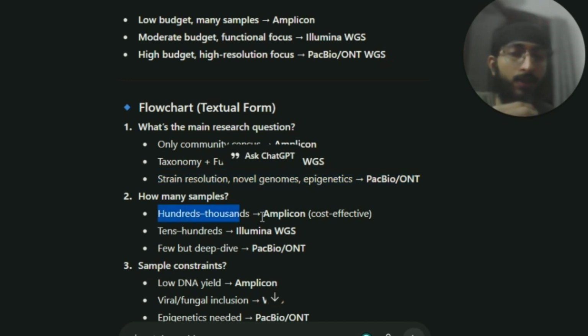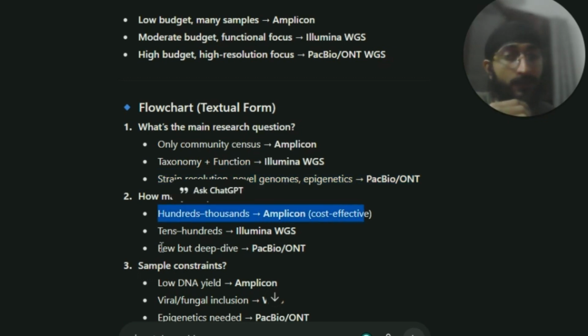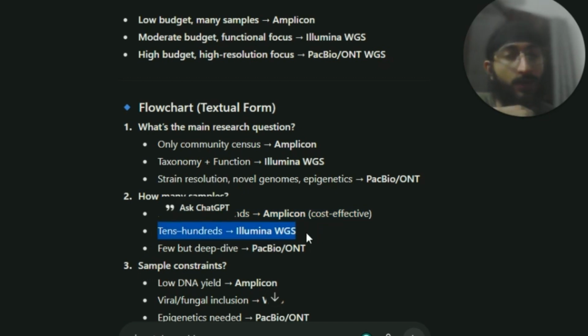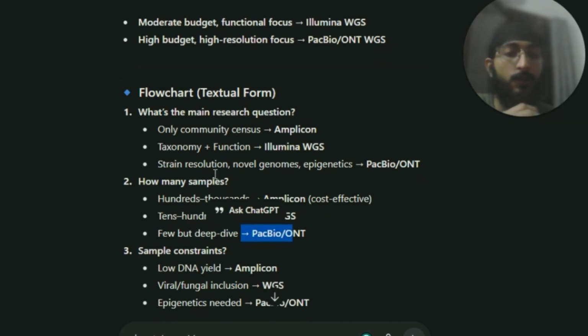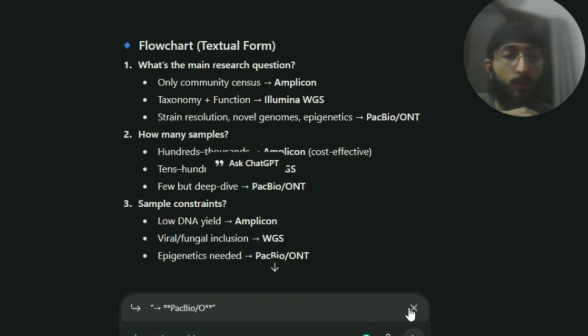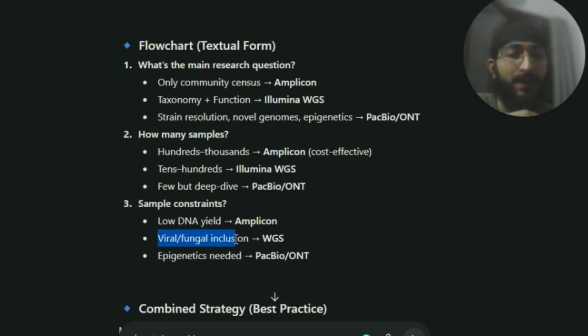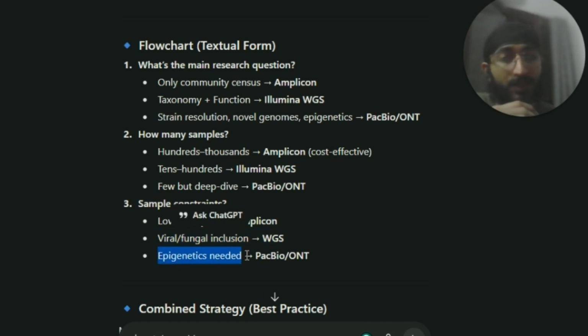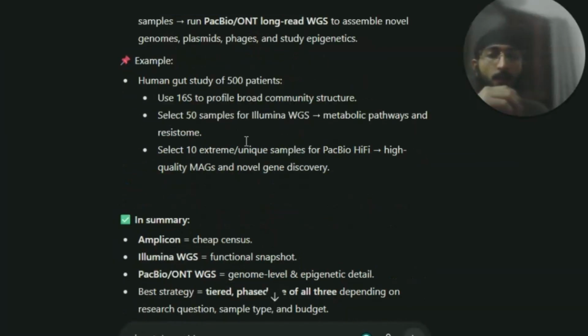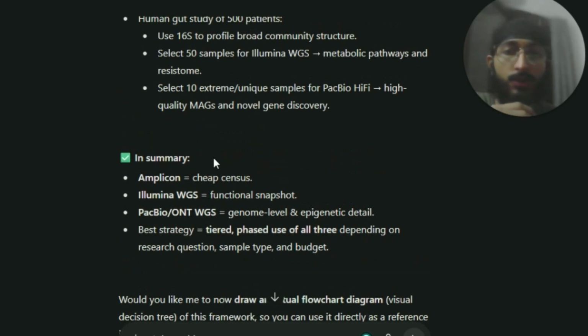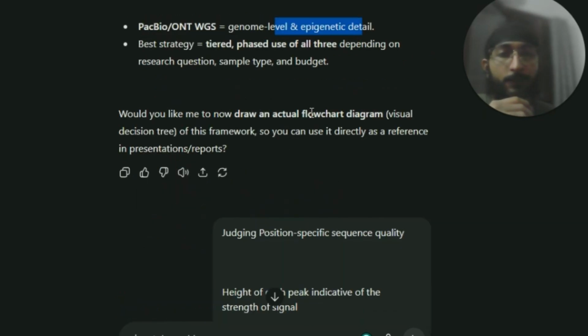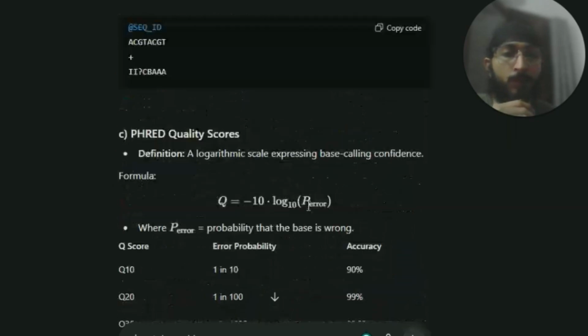How many samples? Hundreds, thousands, then Amplicon, which is cost effective. If we have tens to hundreds, Illumina WGS is best for that. If we have few samples but want to deep dive, go in depth, then we use PacBio or ONT. And sample constraints: low DNA yield, Amplicon; viral and fungal inclusion, WGS; and if epigenetics is needed, then we use PacBio or ONT. So that's our first summary. Let us summarize. Amplicon for cheap census, Illumina WGS gives a functional snapshot, and PacBio ONT WGS gives genome level and epigenetic detail. Right. Now moving on.